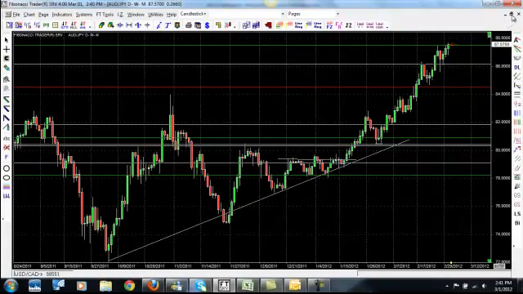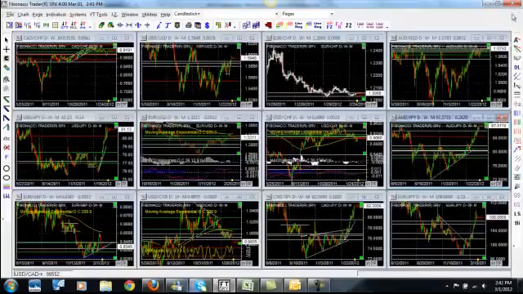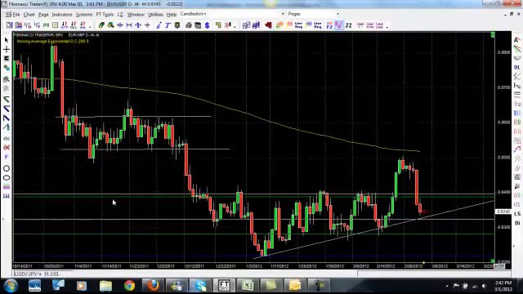Let's see what other currency pairs we got going on here. Alrighty, the euro yen. This is one of my favorite currency pairs.